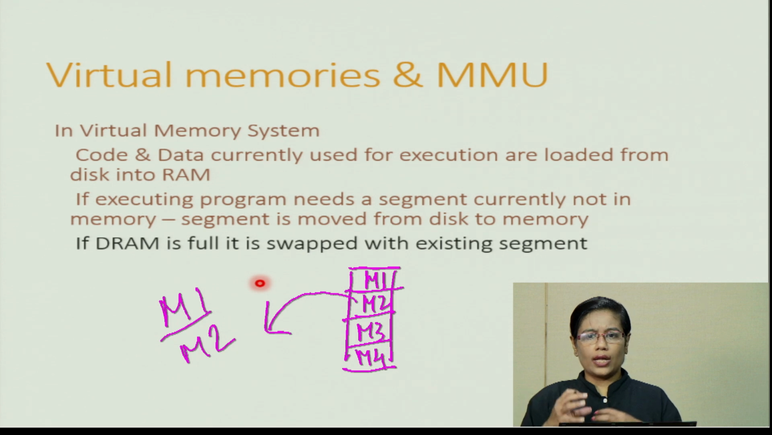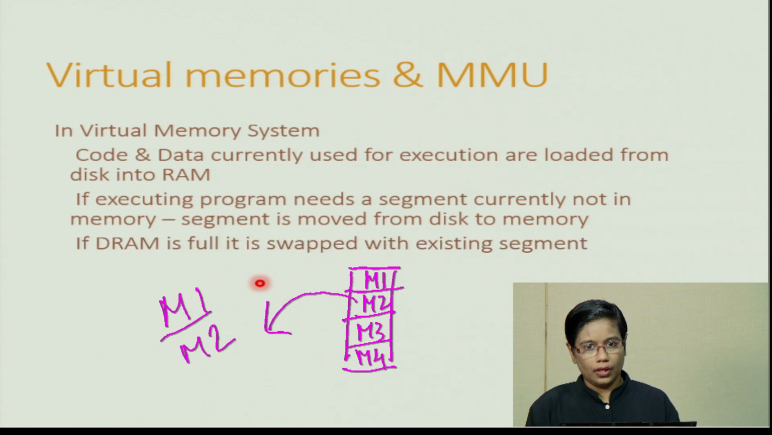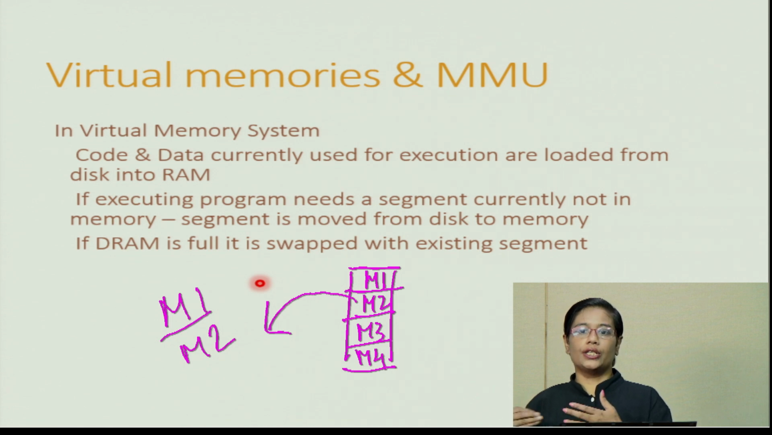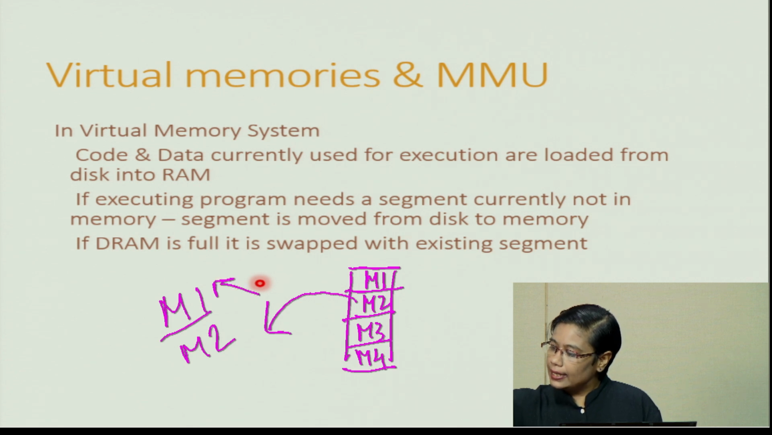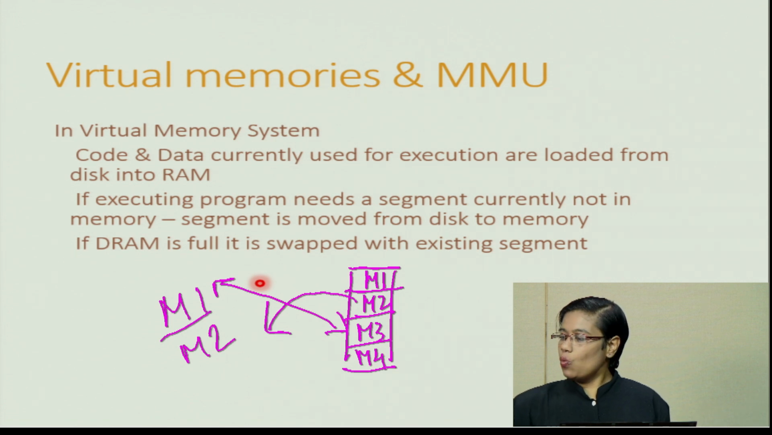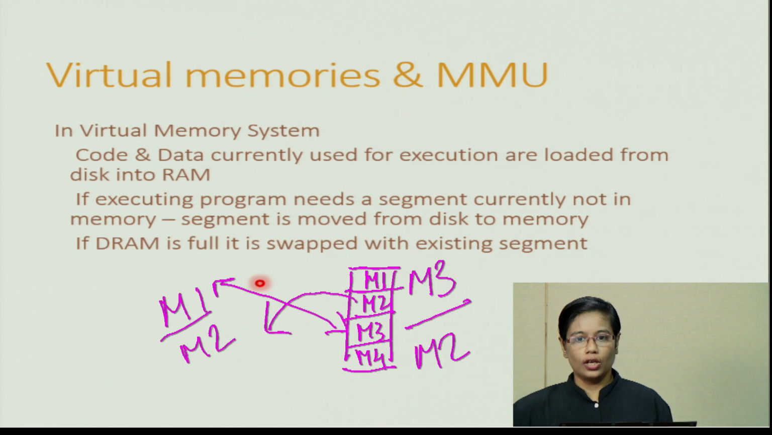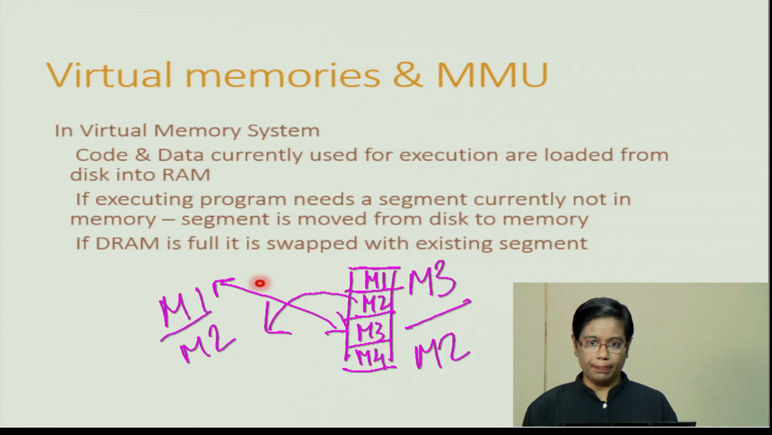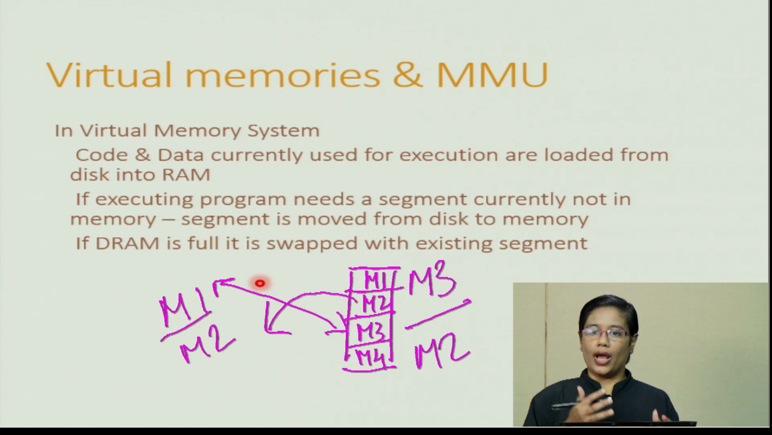Now let's assume that once M1 and M2 have been loaded, the DRAM becomes full. So what does the processor do? If after M1 and M2, to complete the application, it is going to require M3, what it will do is swap the contents of memory 1 with the contents of memory 3. So the segments are going to be swapped. So now what is going to be resident in memory is module 3 and module 2. Now once module 3 is completed, it again requires module 4.